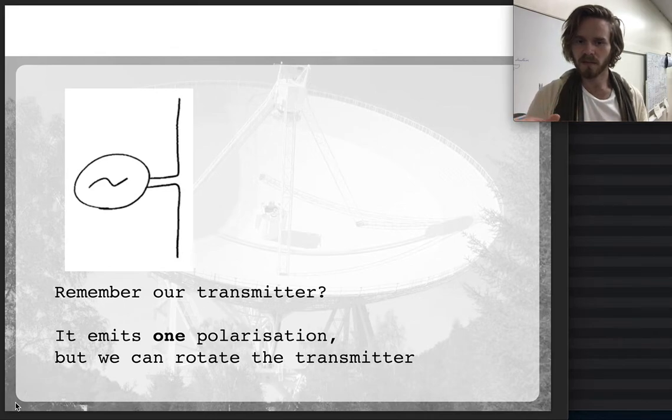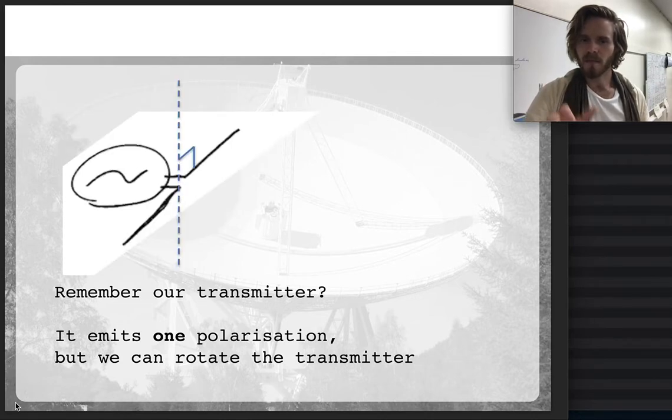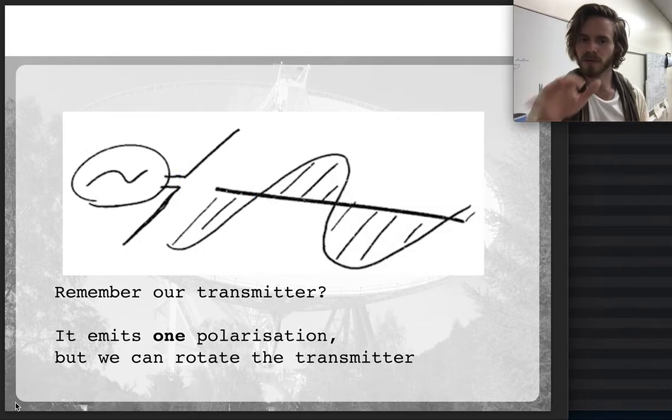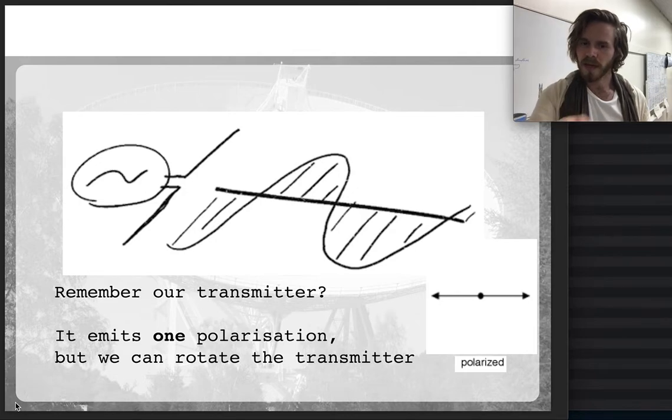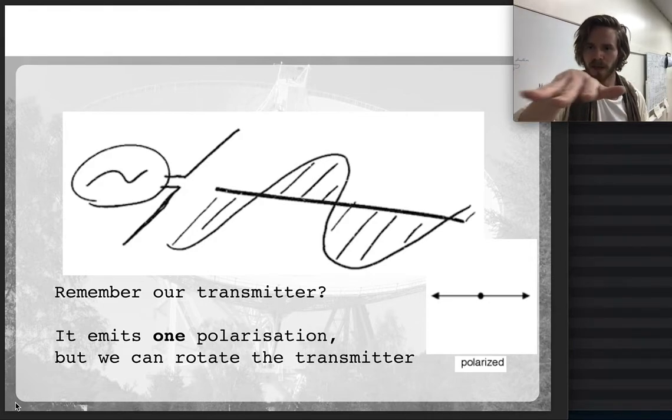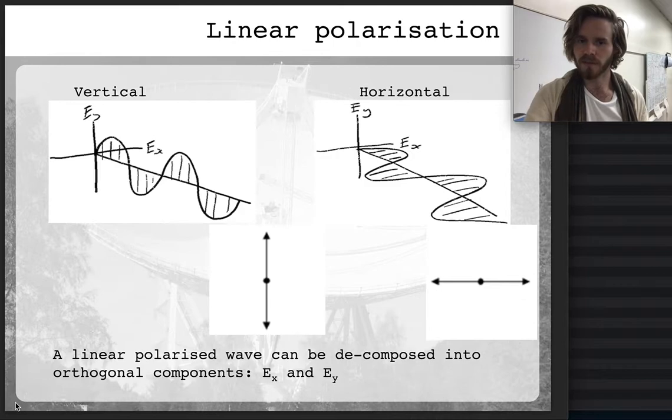And one transmitter or one dipole can only really produce waves in one plane, like that. But we can rotate this transmitter such that we can produce waves that are now oscillating in the horizontal direction. So again, using this kind of visualization, if you imagine this wave is coming towards you and these arrows represent the electric field direction, now our transmitter, because we turned it by 90 degrees, is now producing waves that are oscillating in the horizontal direction.